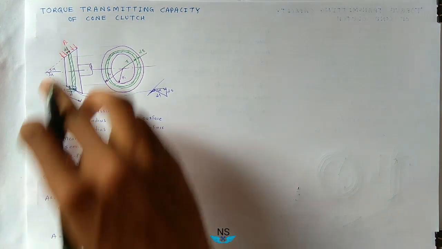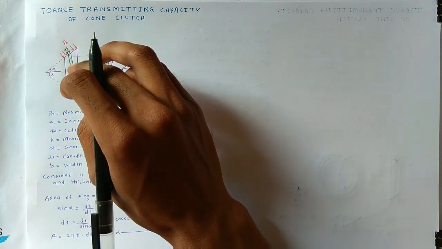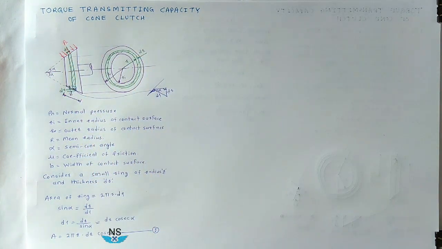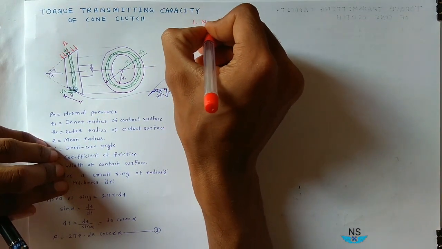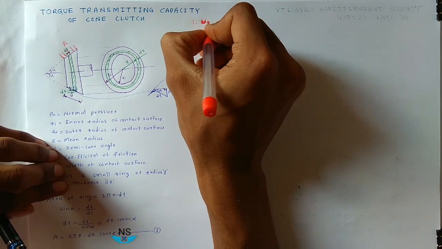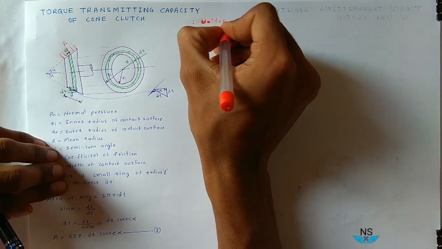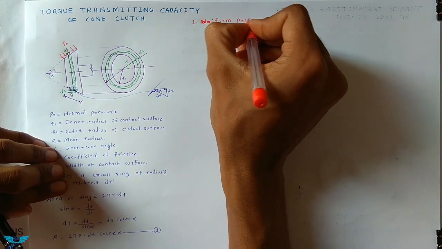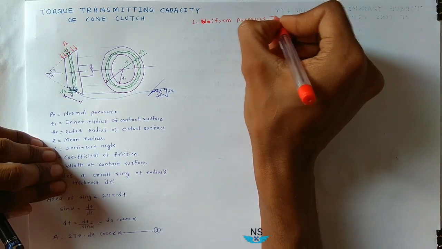Now this normal pressure is acting on contact surface. We have to consider here two conditions. So first condition is a uniform pressure condition. For new clutch, uniform pressure condition is used to find out the torque transmitting capacity. So uniform pressure theory.